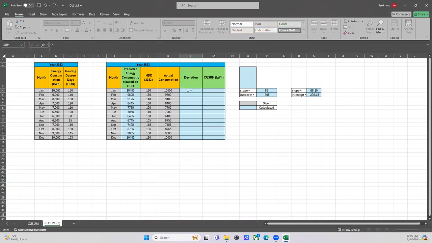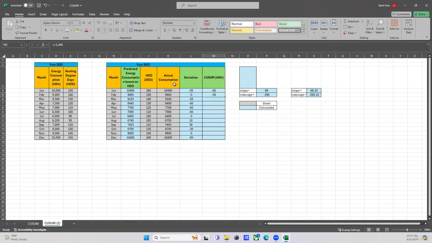Next, calculate the deviation, easy. Actual minus predicted, which is a negative, means we are performing better. So CUSUM is first, it's minus 85, and then it will add up. So for the second month, it's going to be minus 5, that is the deviation of the second month, plus the deviation of the first month. So the first month, just copy it, L4. For the second month, see, I highlighted it so that you can see it. The February's deviation plus the deviation from the first month.